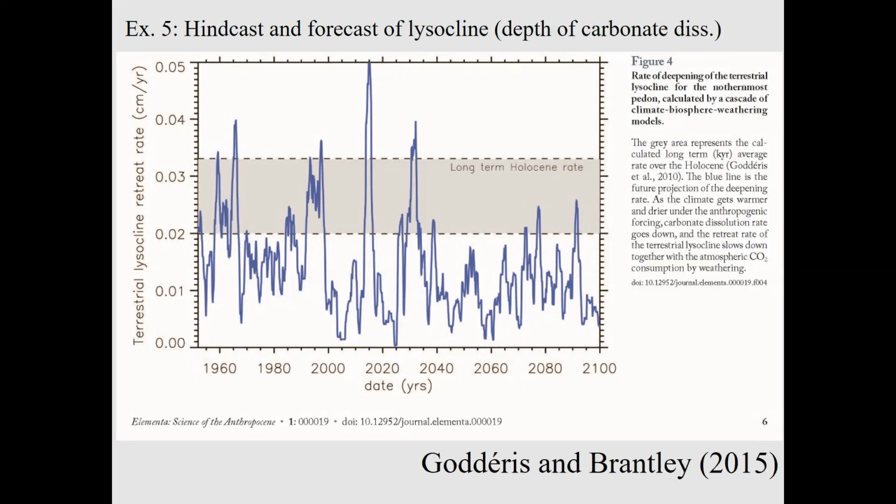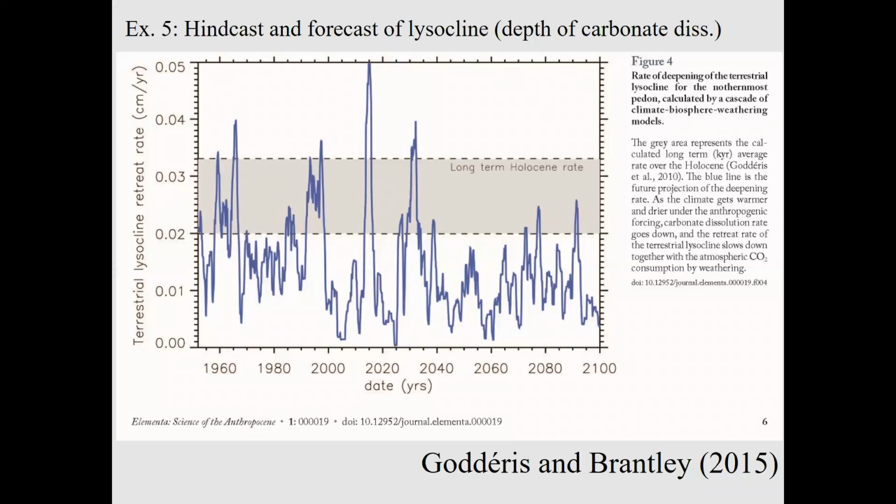So in this particular case, they were trying to understand how changes in weathering, and in this particular case, they were quantifying the depth of carbonate dissolution, might change as a function of time due to changes both in the climatic drivers, the vegetation response to that climate, and also the carbon system within soils, which are, of course, responsive to CO2 in the atmosphere. So in this case, they're predicting the retreat of the terrestrial lysocline, and this is for a particular pedon that they were modeling, both backward in time to 1960 through hindcasting, and also forward in time to 2100.